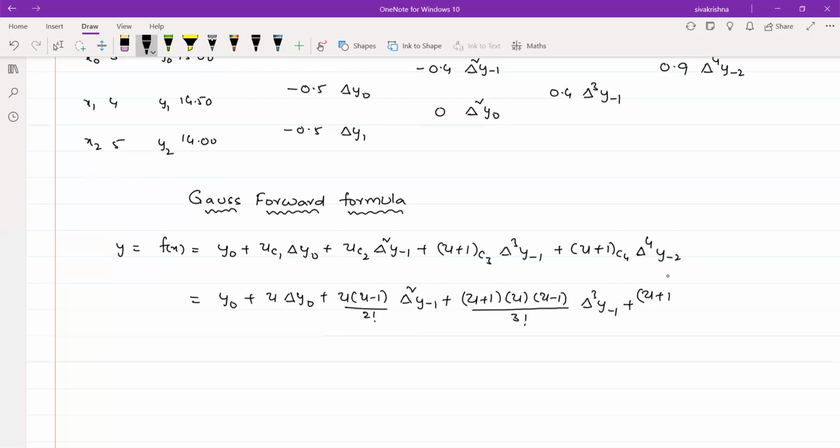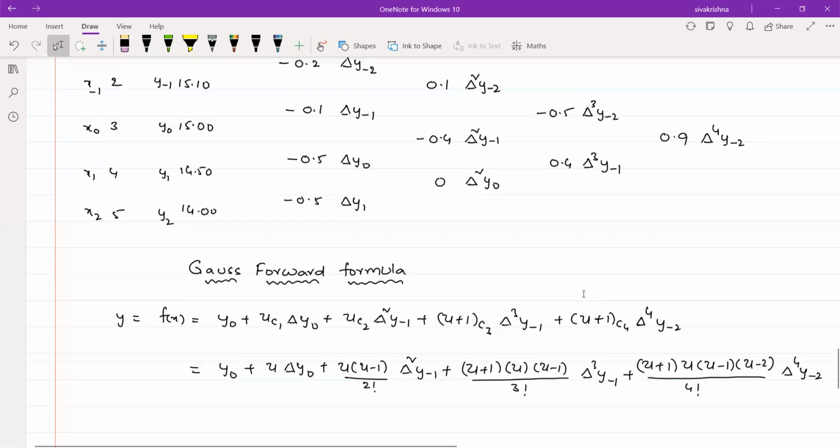It means u plus 1, u, u minus 1, u minus 2. So starting from u plus 1, we have to subtract 1 from each factor, and we have to write 4 factors in the numerator by 4 factorial into delta power 4 y sub x minus 2. Okay, so after writing the formula, we have to circle the values in the table.